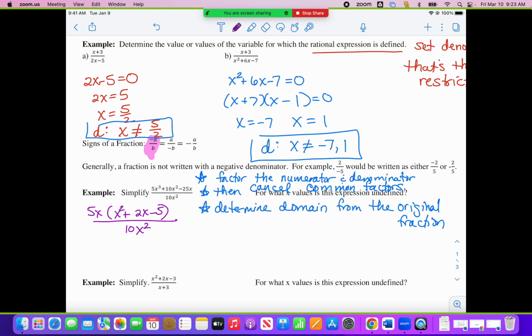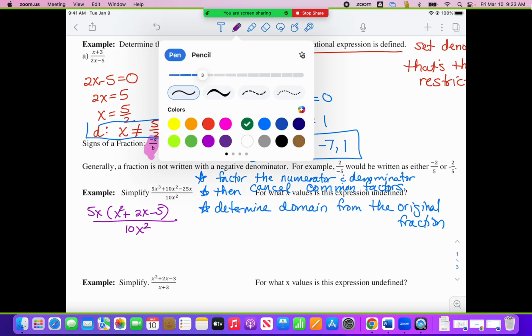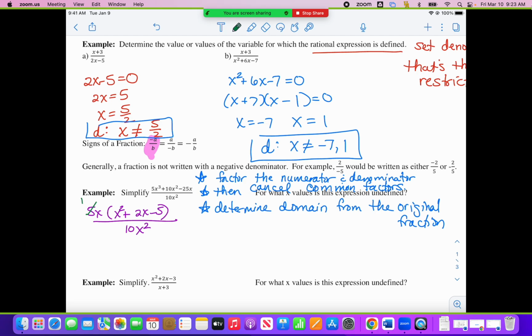All right, so watch what I can do. I'm going to use a different color so you can see this. 5 goes into 5 one time. 5 goes into 10 twice. X cancels, and I'm going to cancel one of those x's. So I'm going to get x squared plus 2x minus 5 over 2x. I cannot cancel the 2x's because up in the top, that 2x is a term. Does that make sense? Yeah. The only time you can cancel is if it goes into everything in the numerator.